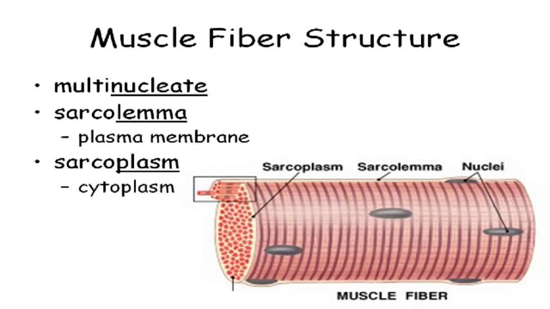Okay, good. Now, just like every other cell, if I draw your generic cell up on the board here, there's a cell, there's the nucleus. What's that line represent? Yeah, the cell membrane, right? The plasma membrane. Nothing new. So, the muscle fibers have a plasma membrane. It's called the sarcolemma. But it's just the plasma membrane.